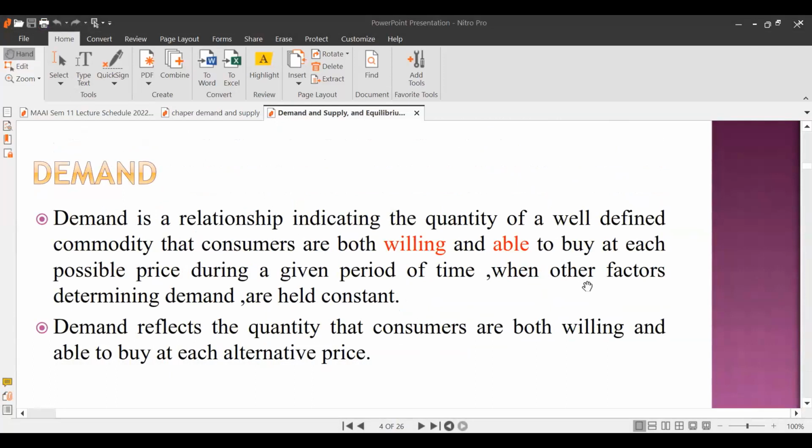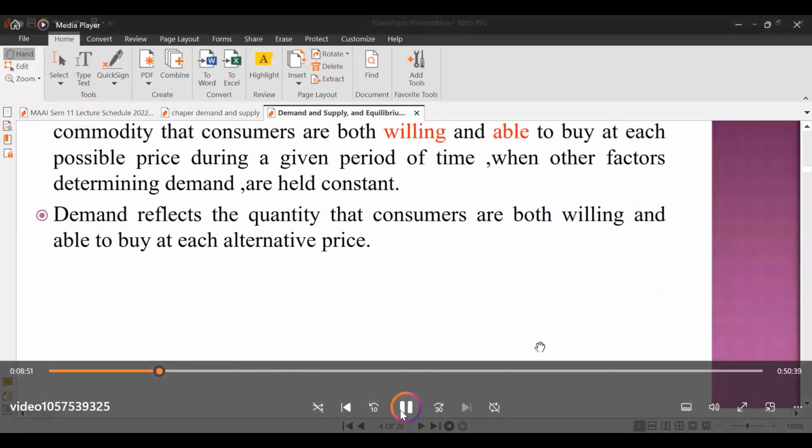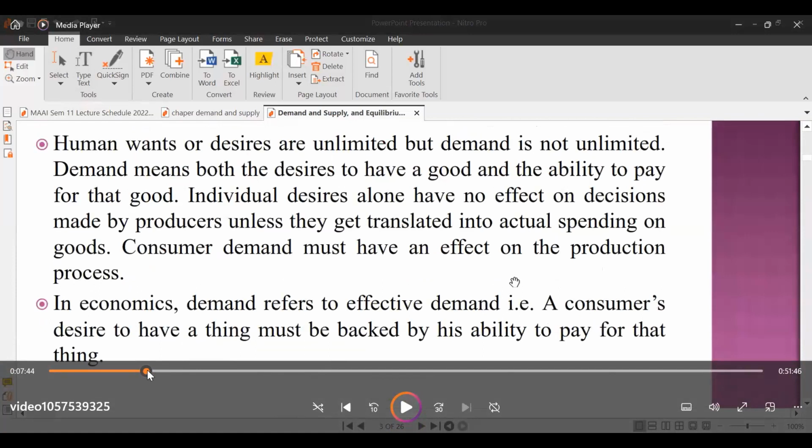So demand is a relationship indicating the quantity of a well-defined commodity that consumers are both willing and able to buy in a given period of time, considering other things held constant. Then, when we consider demand, I already gave the brief understanding about the demand.